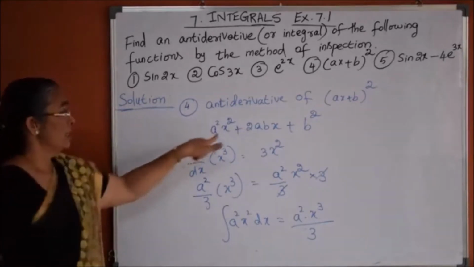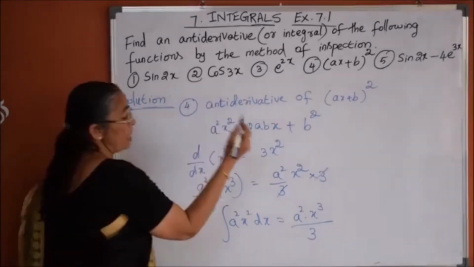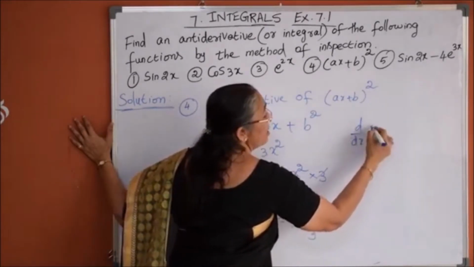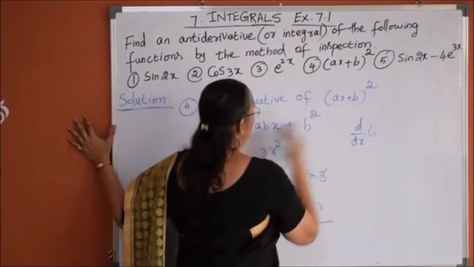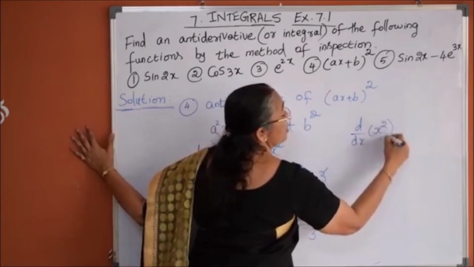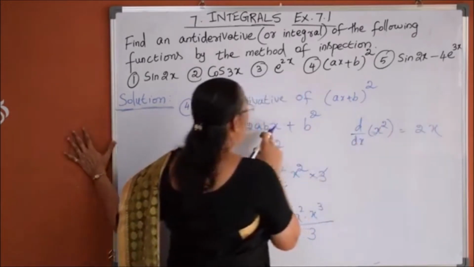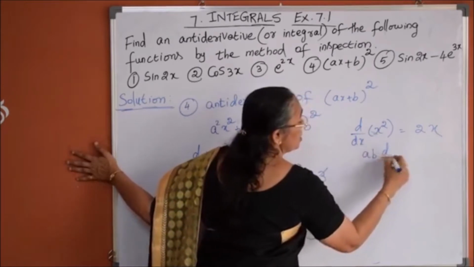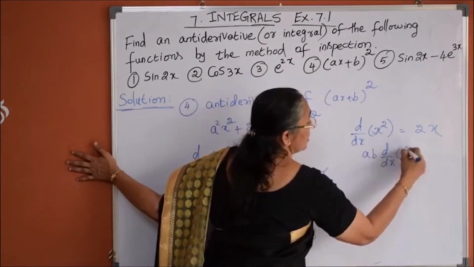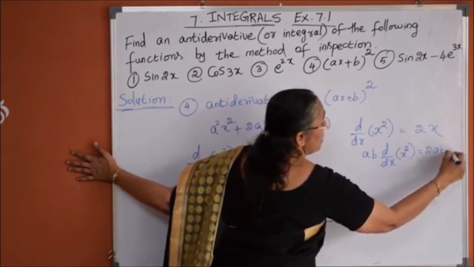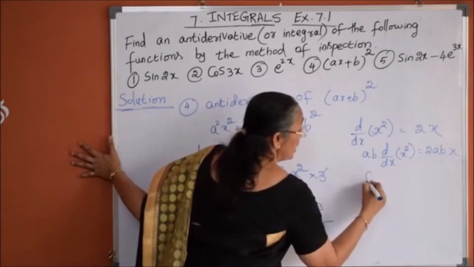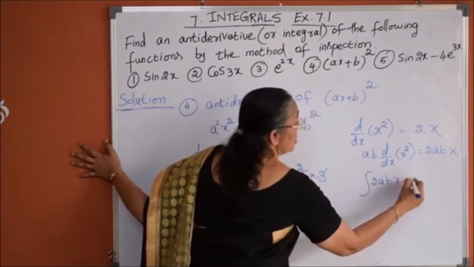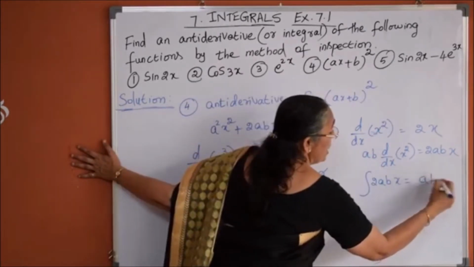Now, similarly, checking for the second term, 2abx. Differentiation of x square will be 2x. So, we need 2x with the ab term. So, multiplying the ab term on both sides, ab of d by dx of x square is equal to 2abx. Therefore, integration of 2abx is equal to abx square.